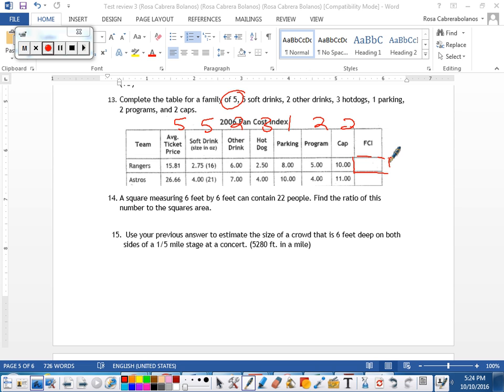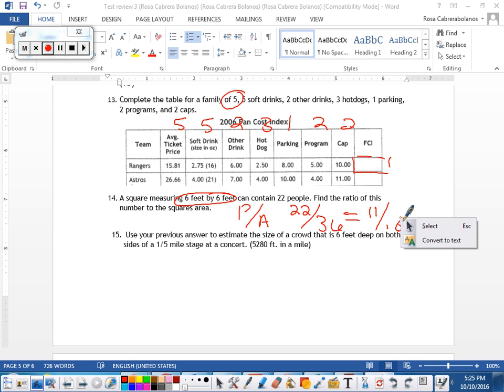Number 14, that's from the beginning of the school year. It's asking you to find the ratio for people to area. There's 22 people and the area is 6 by 6, that's 36. You can simplify it. 11 over 18. And the pen doesn't want to write there, but that's an 18. You already know. Just write it down.